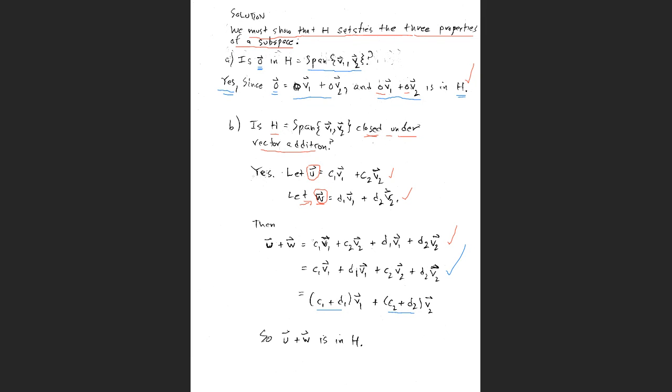And so this space H is closed under vector addition. Any two vectors in the space, you add them, you're going to get a vector back in the space. That is correct, Matthew. u plus w is a linear combination of v1 and v2. That's absolutely right.